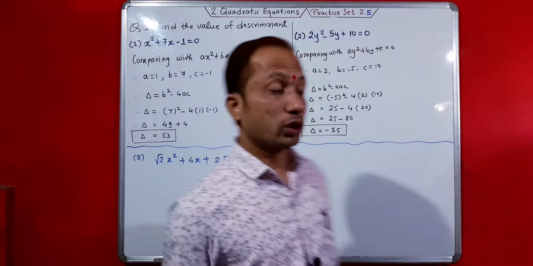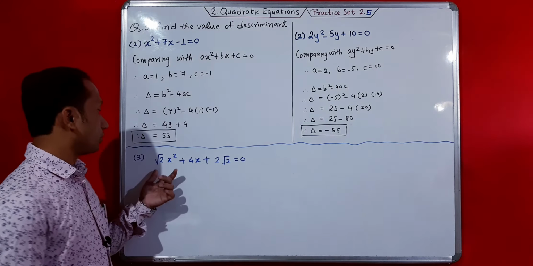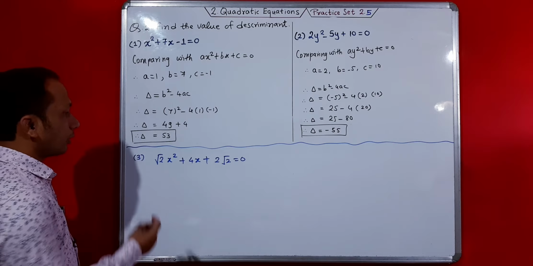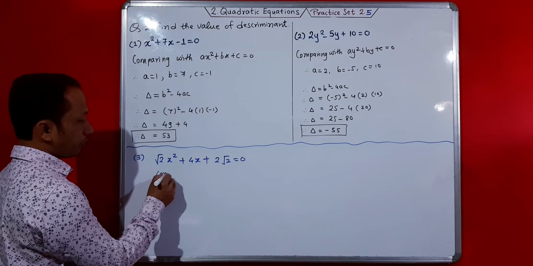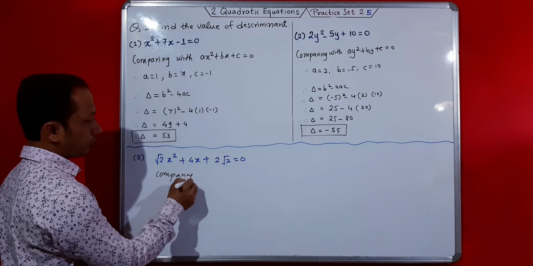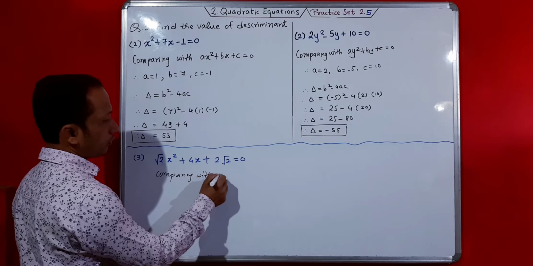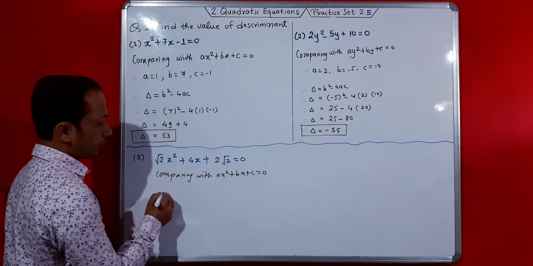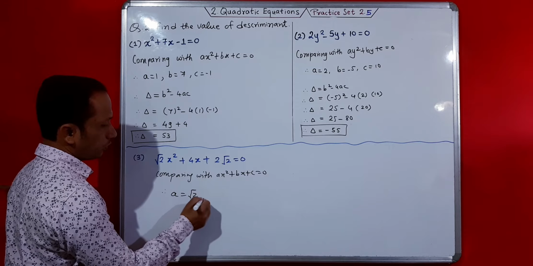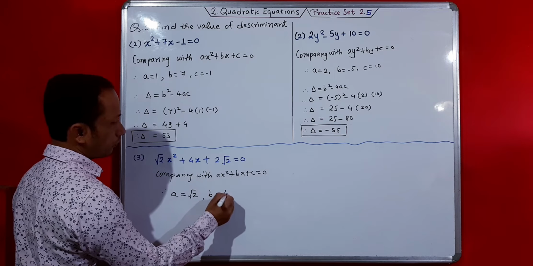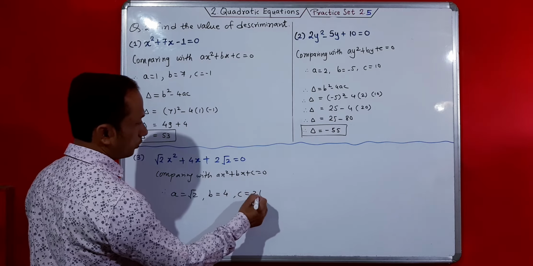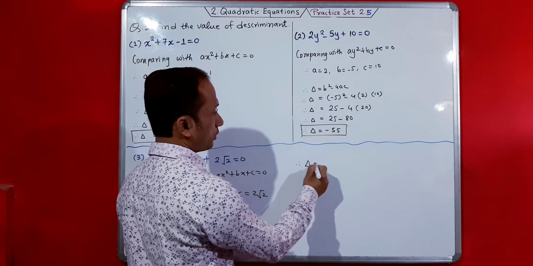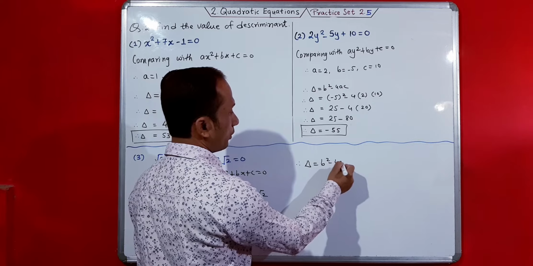Come to the third problem. Third question: root 2 x square plus 4x plus 2 root 2. Comparing with ax square plus bx plus c is equal to 0, therefore a is equal to root 2, b is equal to 4 and c is equal to 2 root 2. Therefore discriminant, we know that delta is equal to b square minus 4ac.